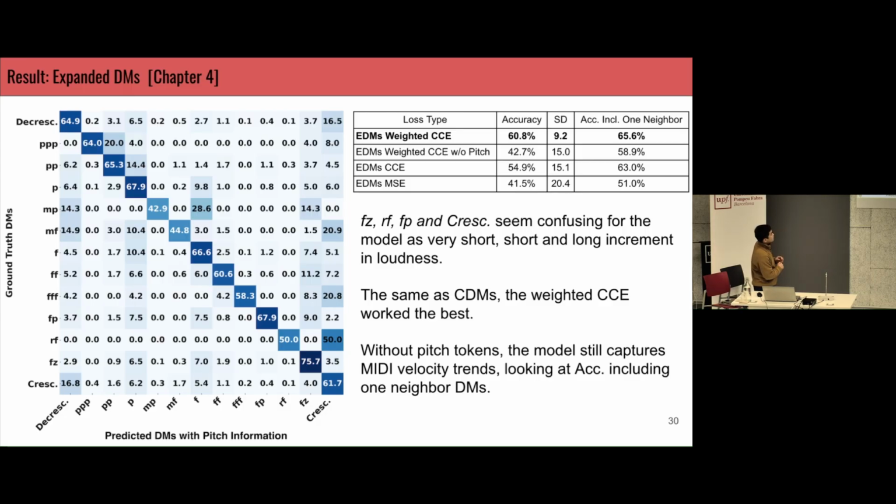And accuracy is 60%, which is way better than the constant dynamic markings. However, there are some confusing dynamics markings for the model, which are forzando, rinforzando, forte piano, or crescendo. The model is confused by very short and long increments or decrements of loudness. Like, transition is still a little bit confusing, even for the human ear, I think.